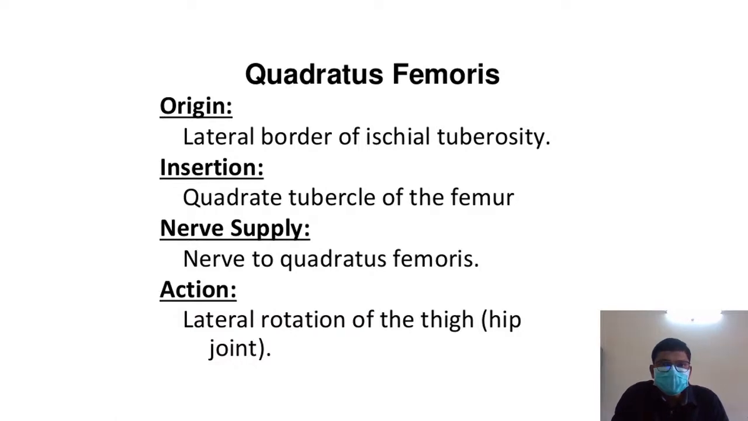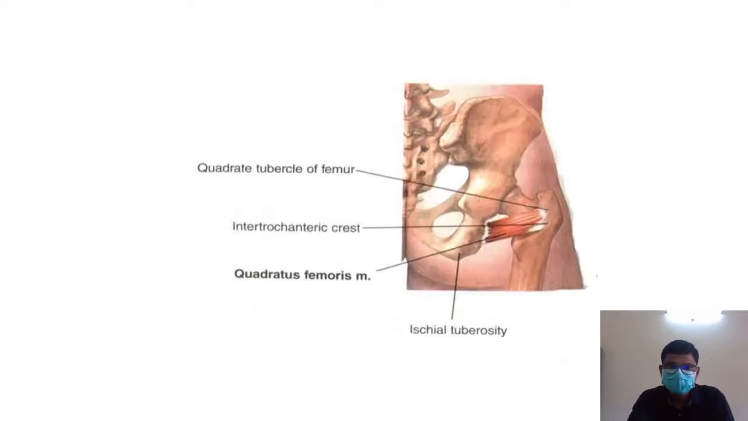Now another big, strong muscle called the quadratus femoris muscle takes its origin from the lateral border of the ischial tuberosity. Just now you have seen where the sacrotuberous ligament will get inserted. So that is the origin for this quadratus femoris, and then this gets inserted over the quadrate tubercle of the femur. The nerve supply to this quadratus femoris comes from the nerve to quadratus femoris, and the important action is lateral rotation of the thigh at the level of the hip joint.